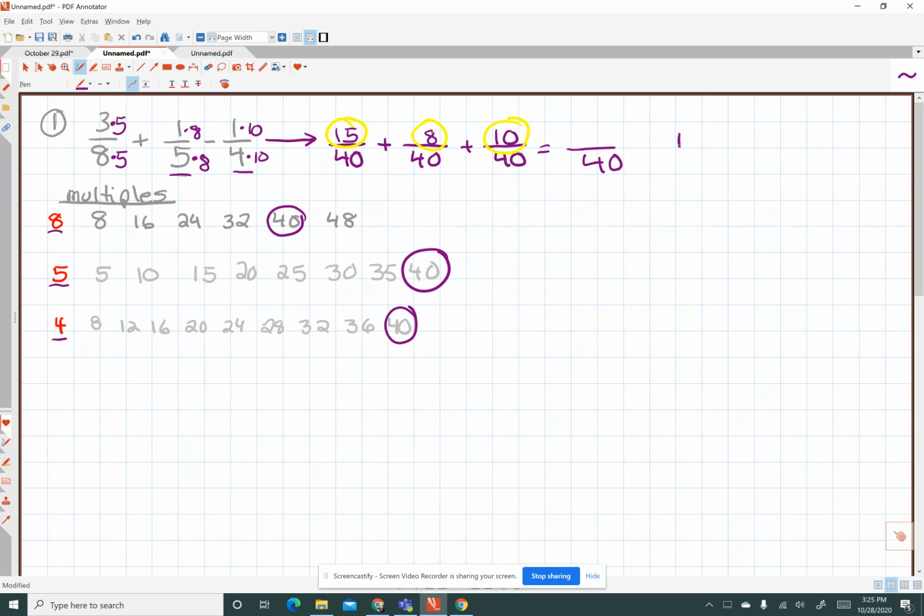So 15 plus 8 equals 23 minus 10. Oh, I'm sorry, minus 10. I made a little mistake. That should be a minus right there.